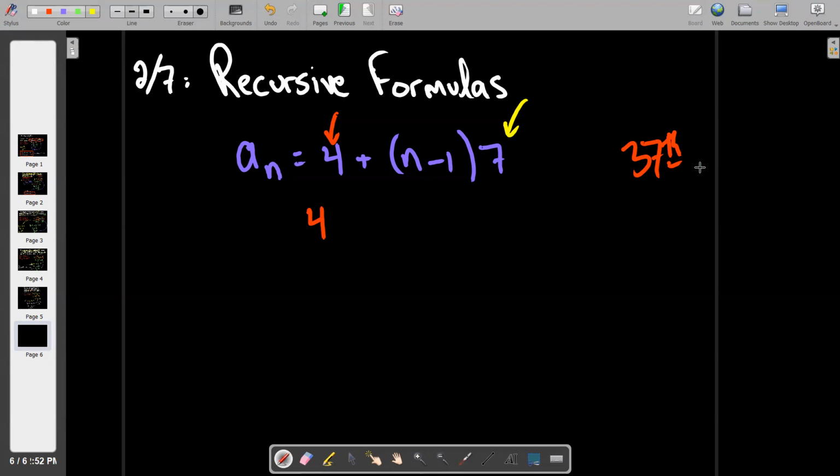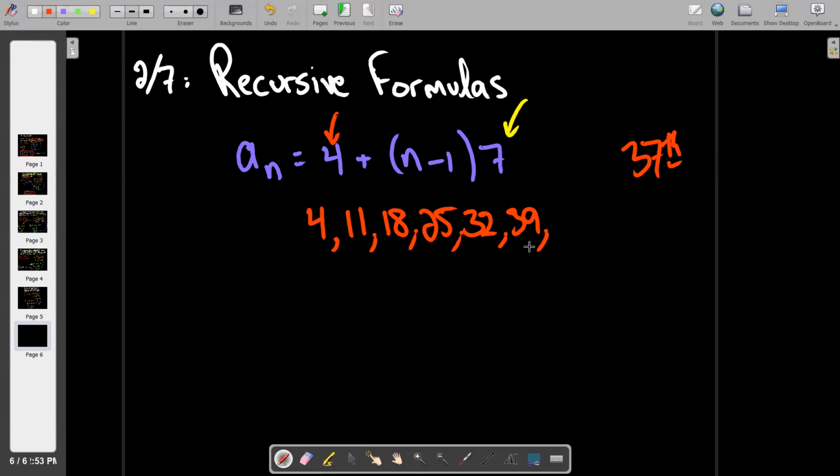If I said to you, find the 37th term in the sequence, option one, if you're feeling totally crazy, is you could go like this. You could go, okay, 4, and it goes up by 7. So the next term is 11. The next term is 18. The next term is 25. The next term is 32. The next term. But really, who would do that, right? Other than a crazy person. So, I mean, that's an option.